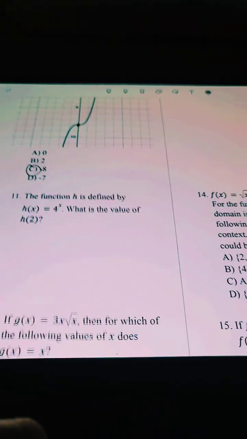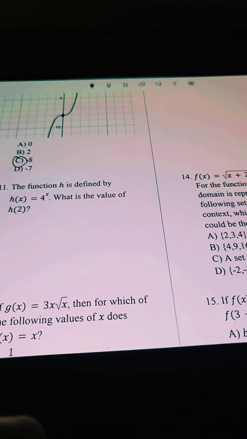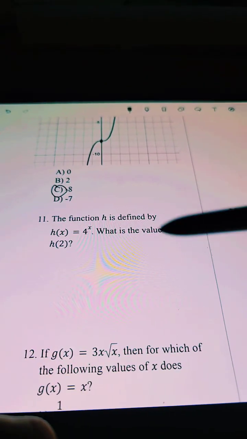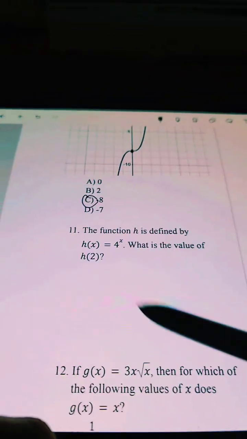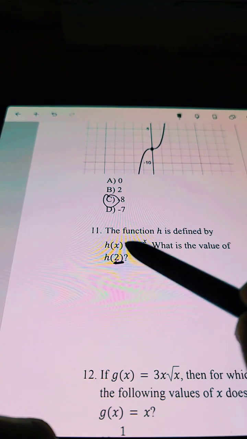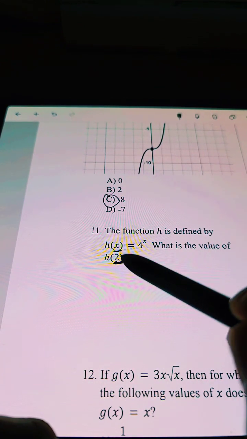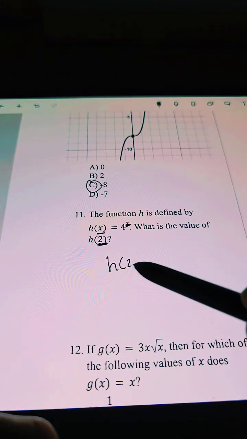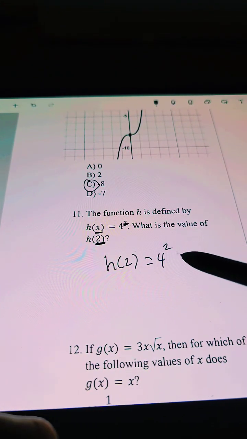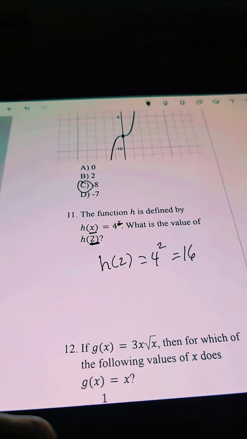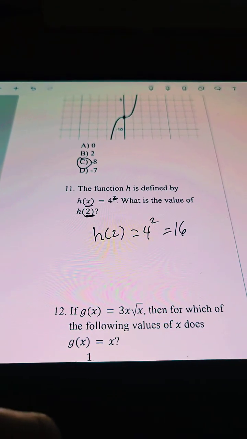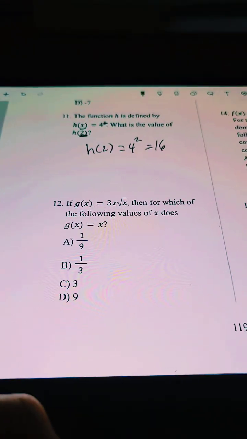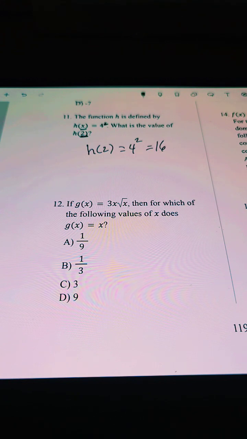And then let's go to number 11. For number 11, the function h is defined by this. What is the value of h of 2? Again, inside the parentheses is a 2, so that's going to replace everywhere that we see an x. So h of 2 is equal to 4 to the second power, which is equal to 16. And then good job to everyone that got that. And then let's go now to number 12.